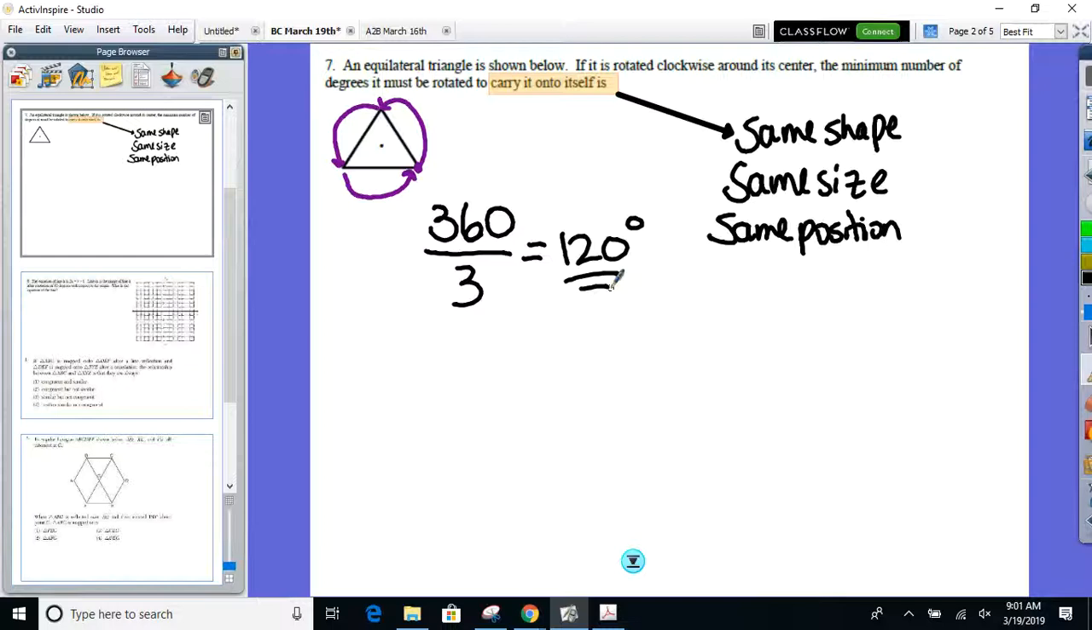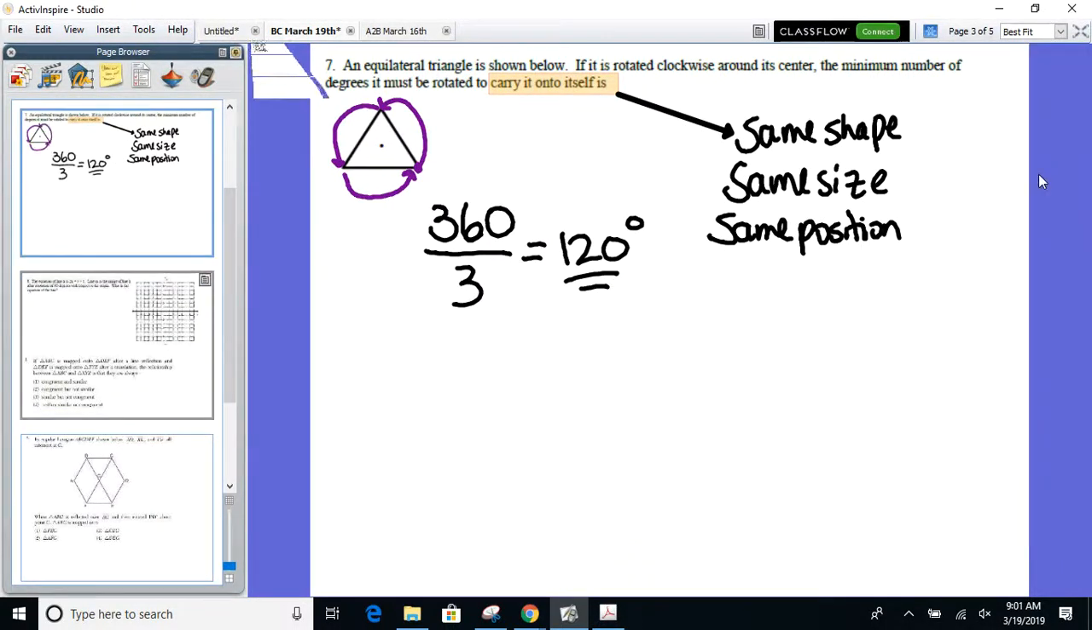What if I asked you for a square? So that would be how many degrees? 90 degrees. Okay, 90 degrees to get a square back. All right, we all good there? Okay, moving on.